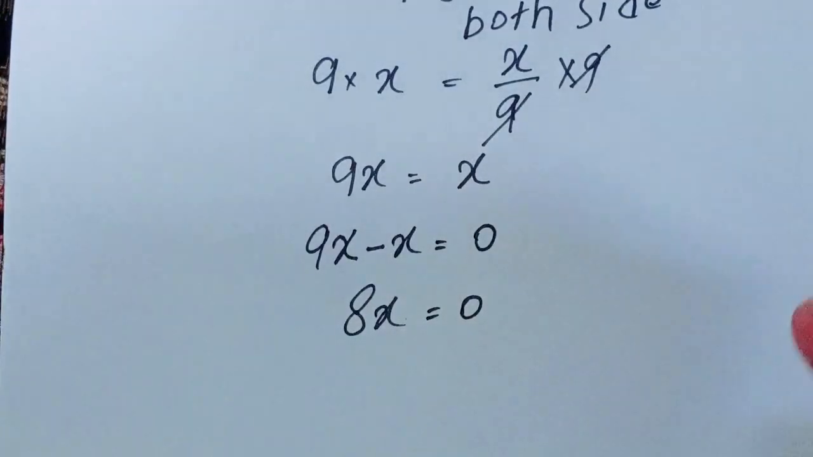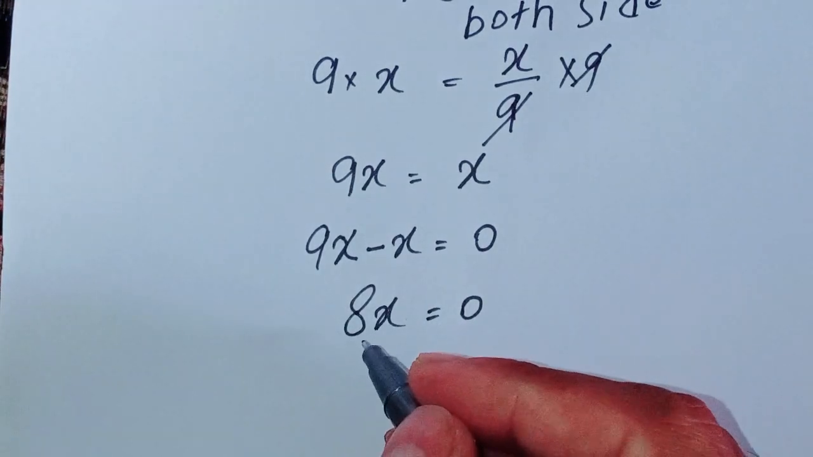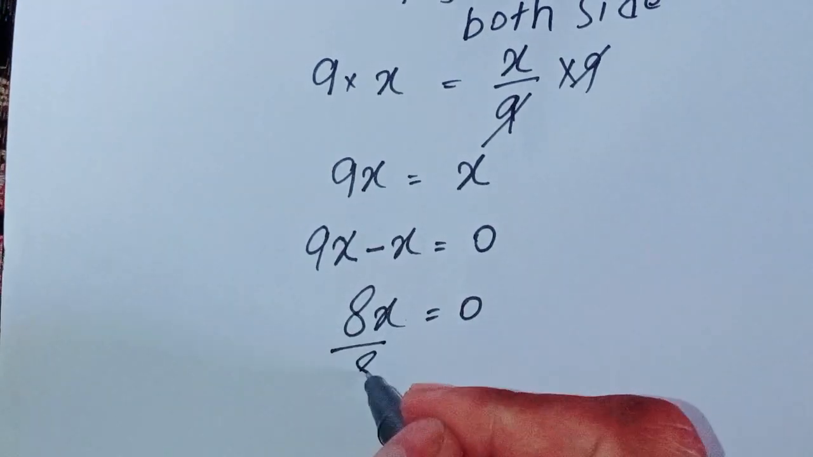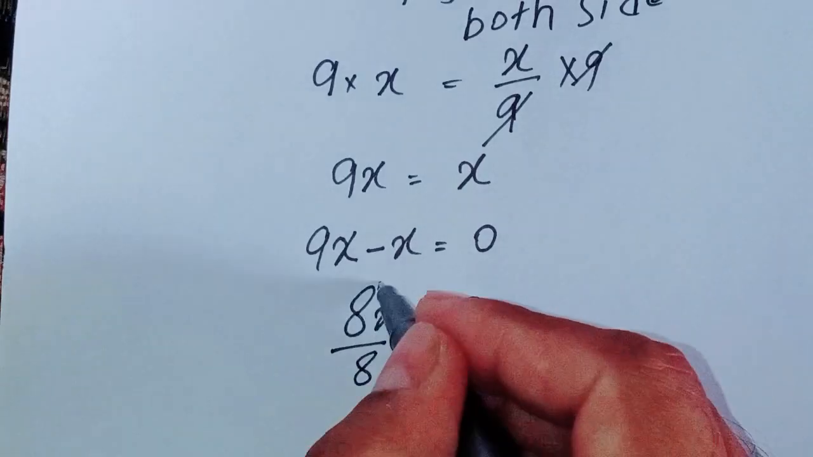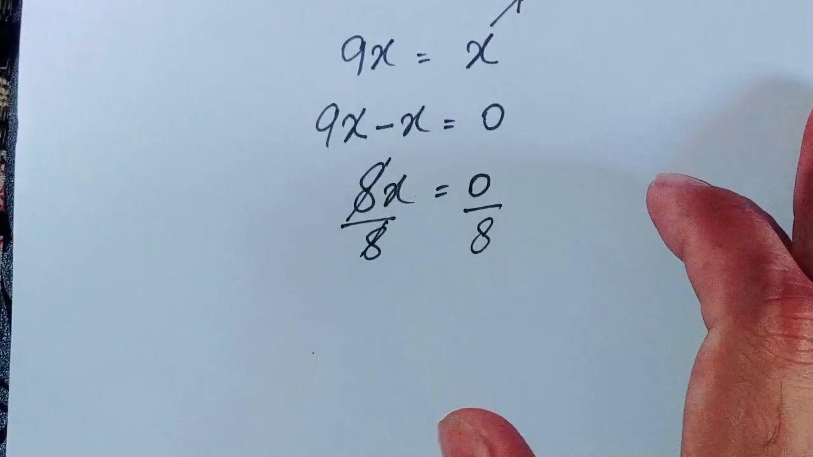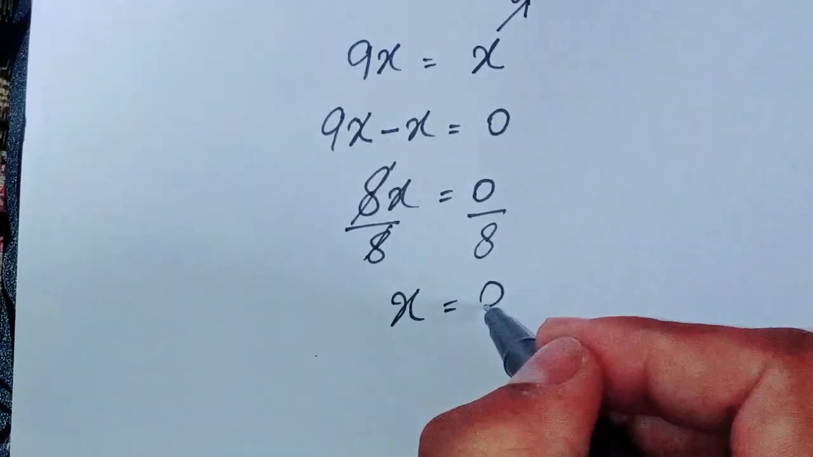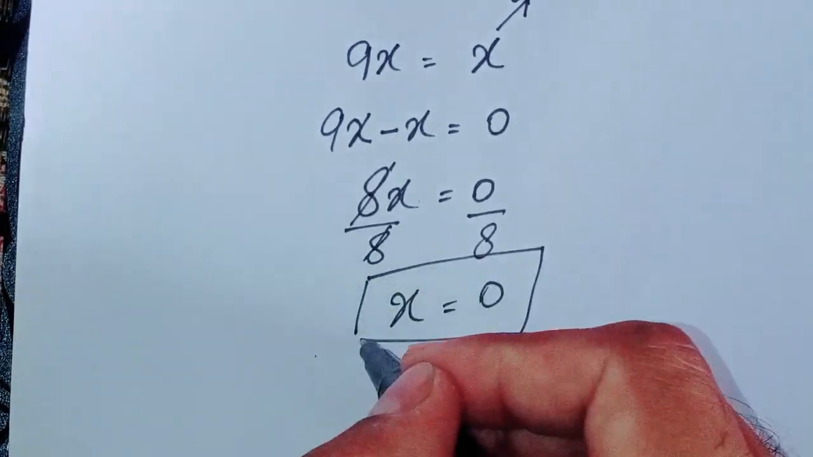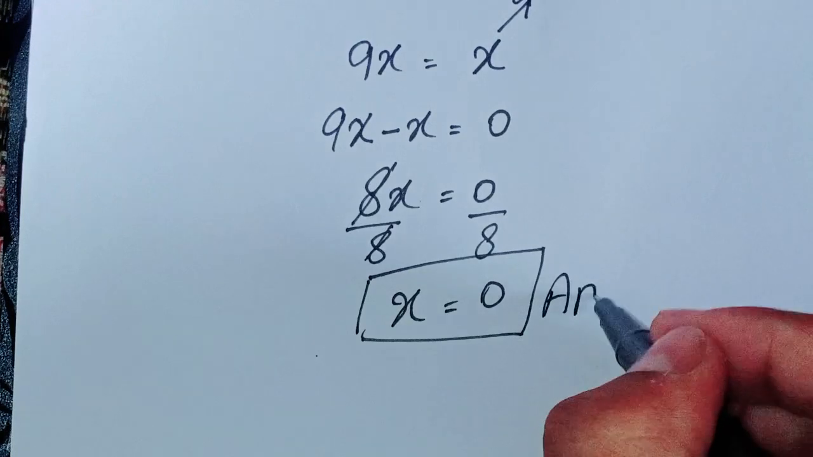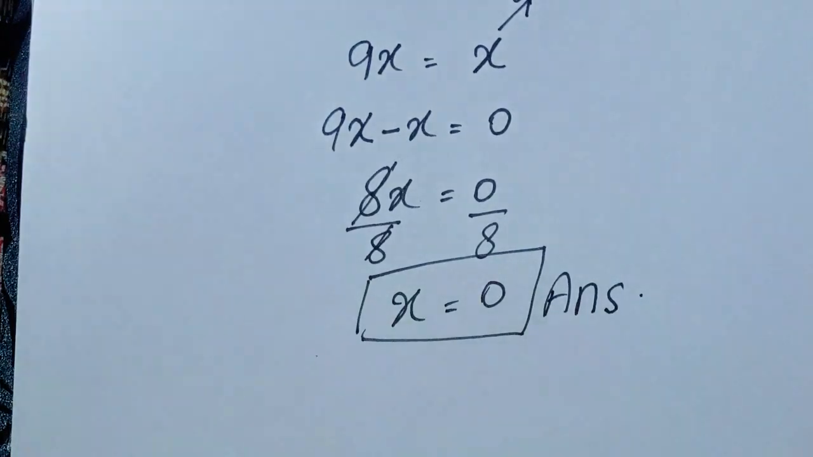Now to find x, divide by 8 on both sides. Cancel. x is equal to 0 over 8, 0. Then x is equal to 0. This is the answer to this question.